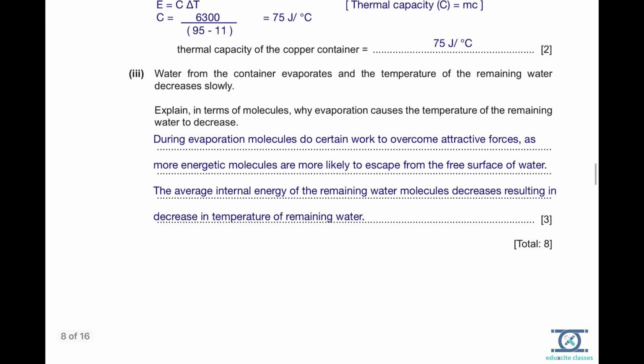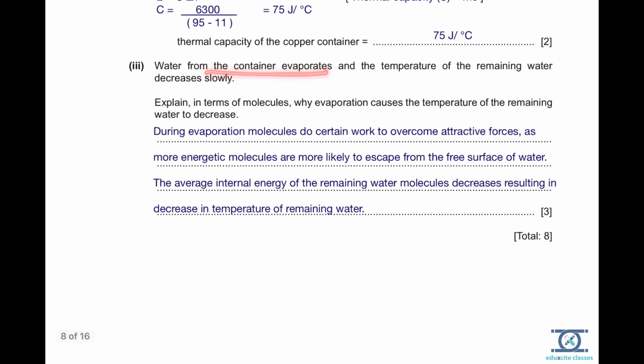Okay, in the third part, water from the container evaporates and the temperature of the remaining water decreases slowly. As we all know, in evaporation the temperature of the water decreases. Explain in terms of molecules why evaporation causes the temperature of the remaining water to decrease.